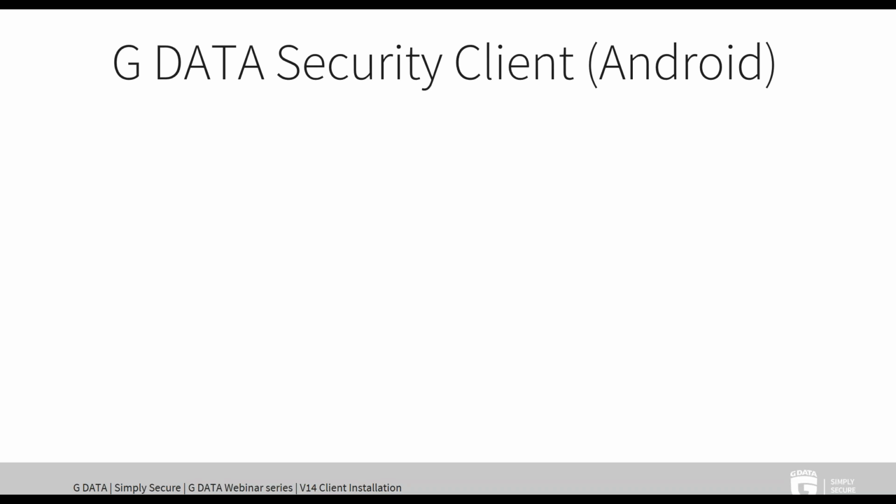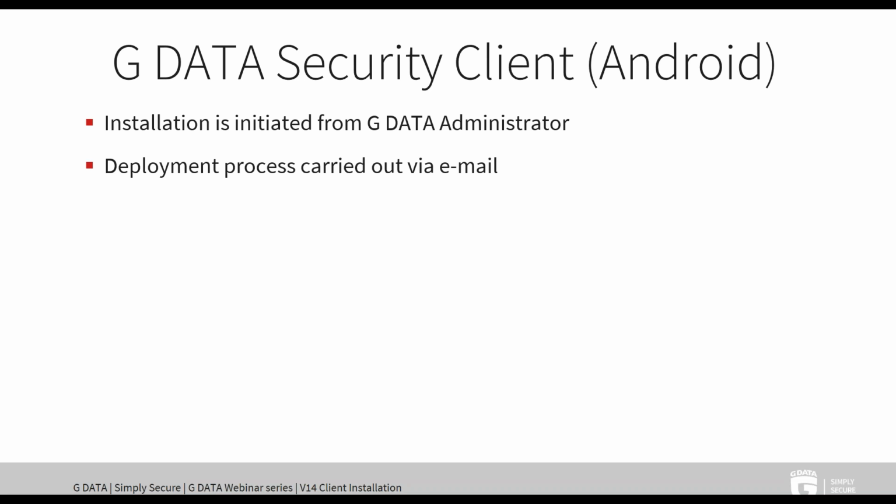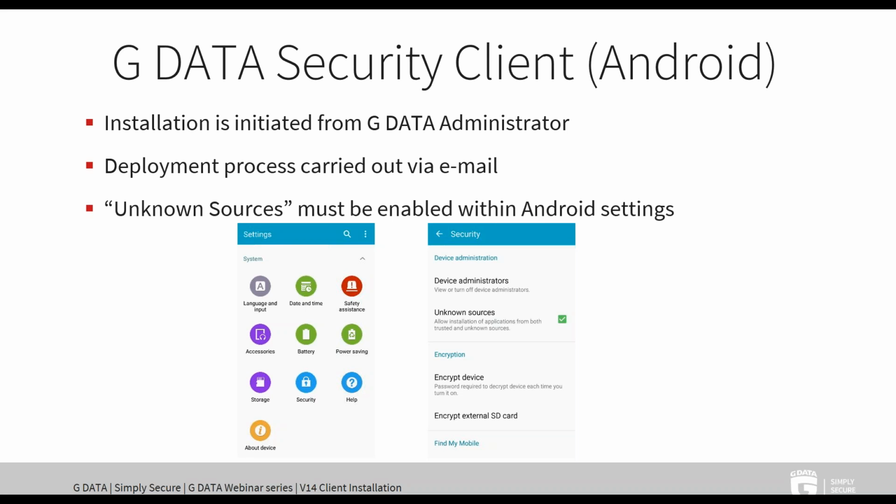Moving on to the next step would be the installation of our Android client. The installation is initiated from the GData Administrator Console itself, and the deployment process is actually carried out via email. The only thing you have to look after is that unknown sources must be enabled within the Android settings. Within the security options, you should find the option for unknown sources. You have to check this box, and afterwards you can install this APK file.